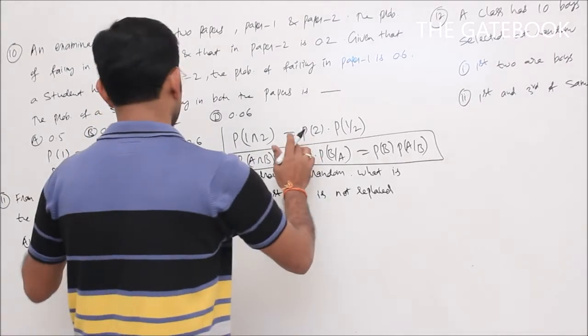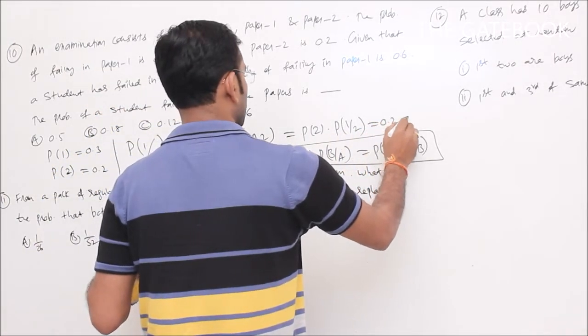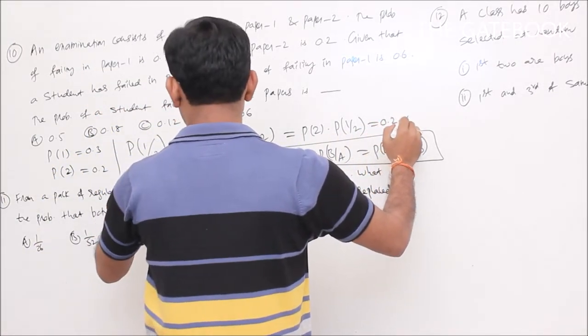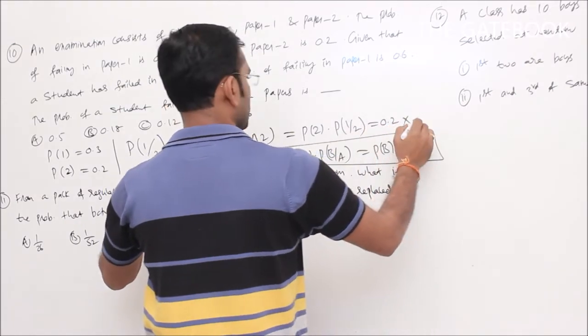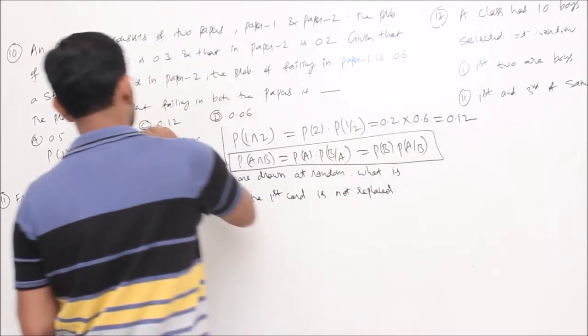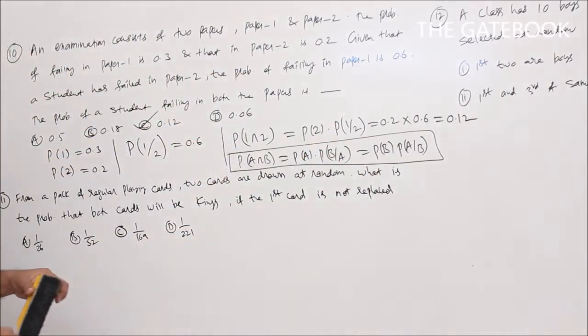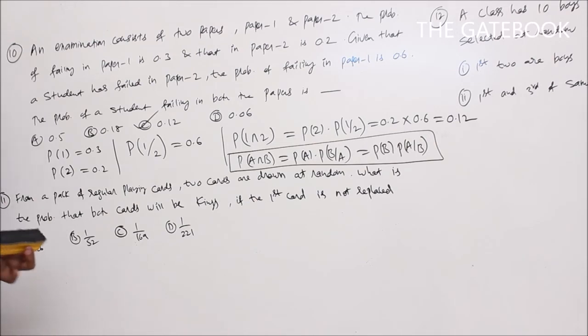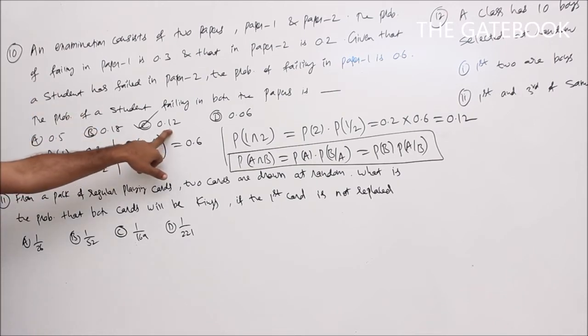So P of 2 is 0.2 into P of 1 by 2, which is 0.6. So we get 0.12. So option C is correct. So the probability of a student failing in both the papers, by applying the multiplication theorem of probability, the final answer will be 0.12.